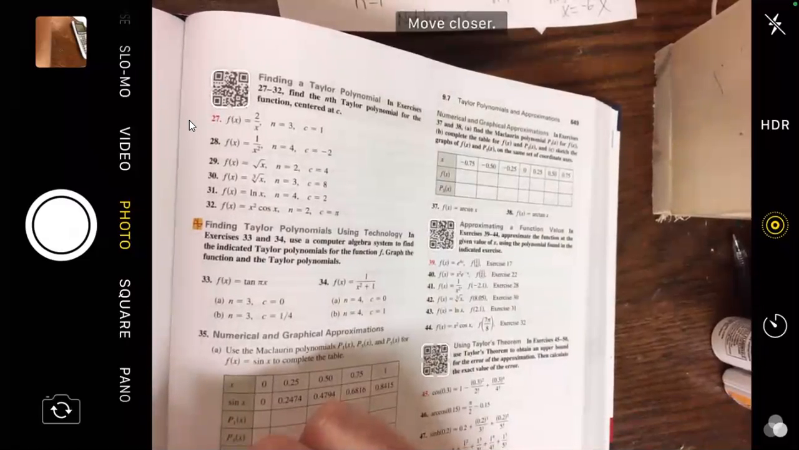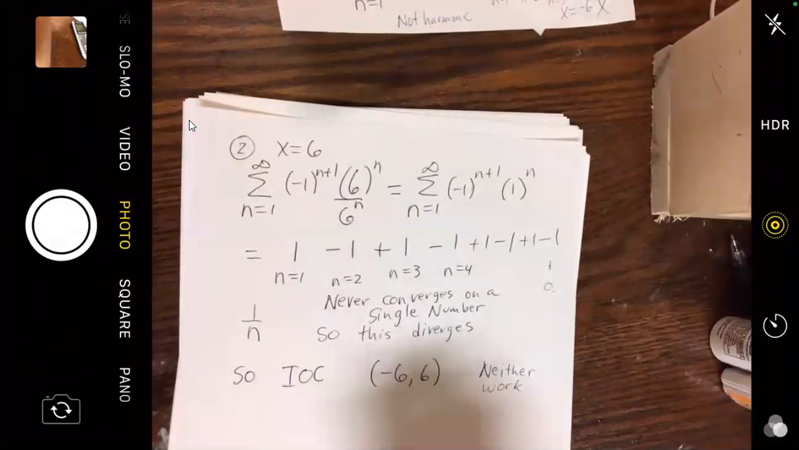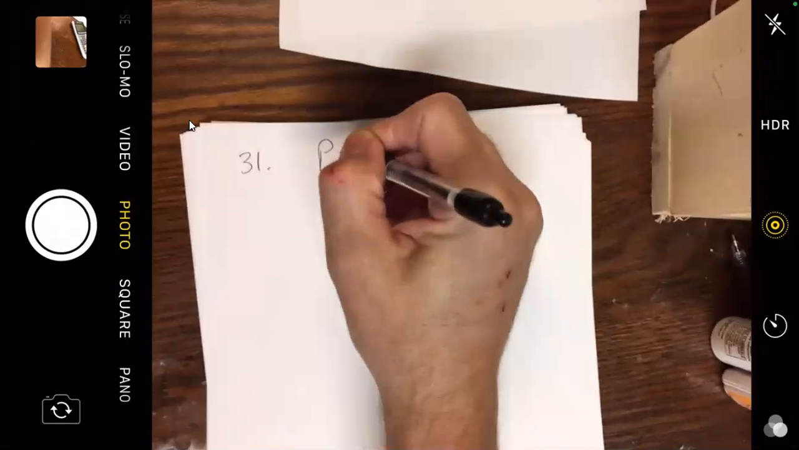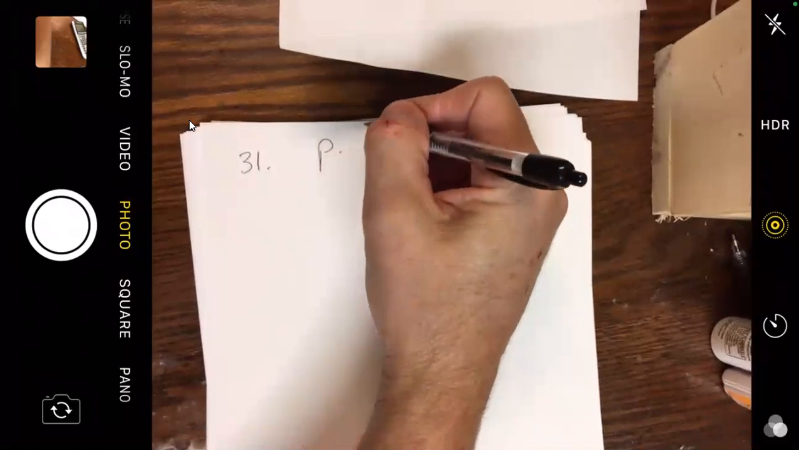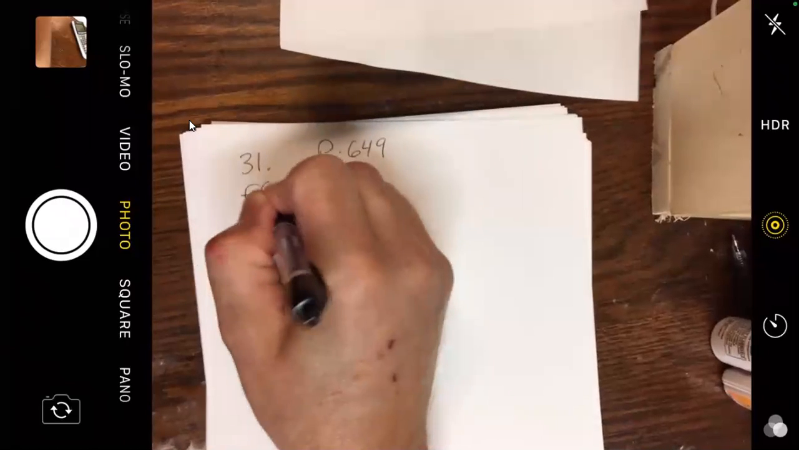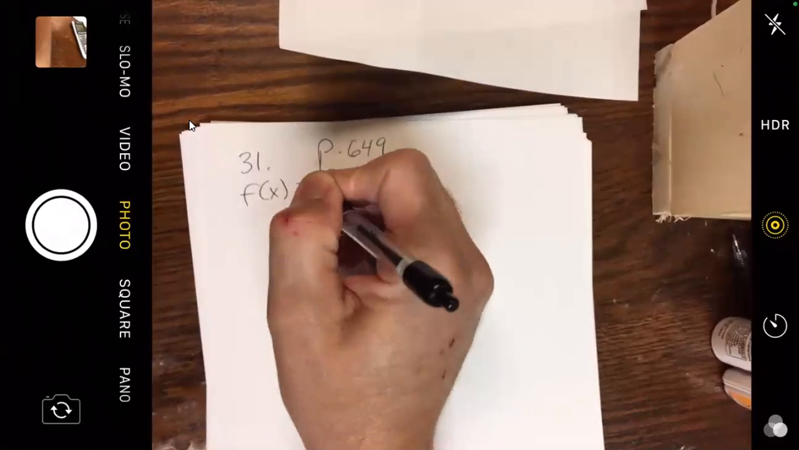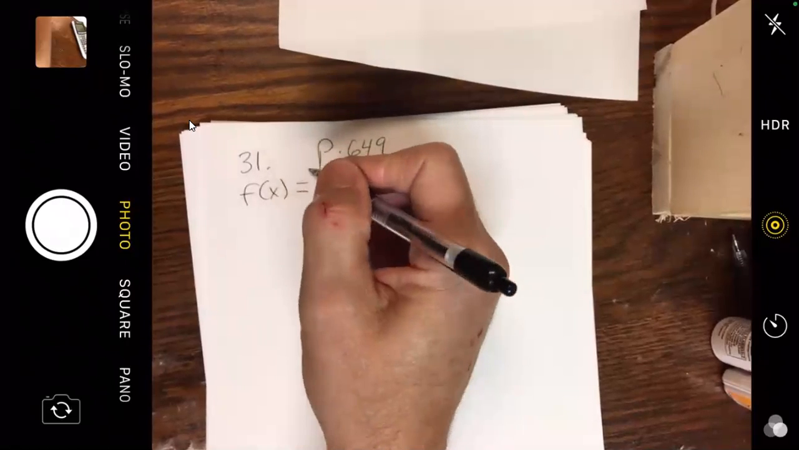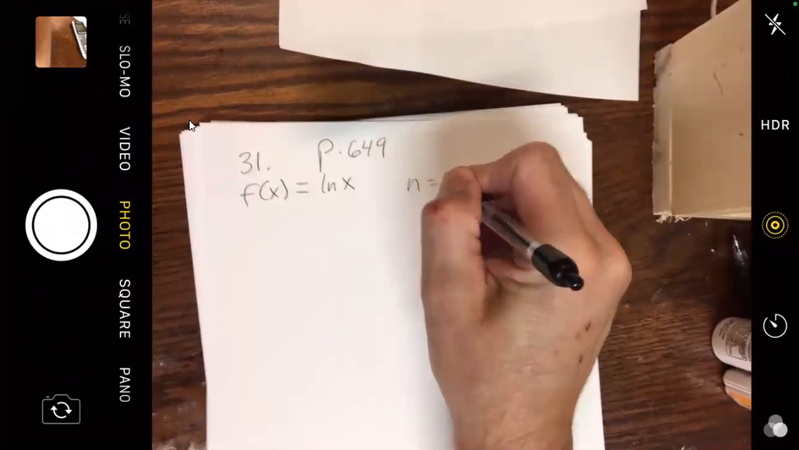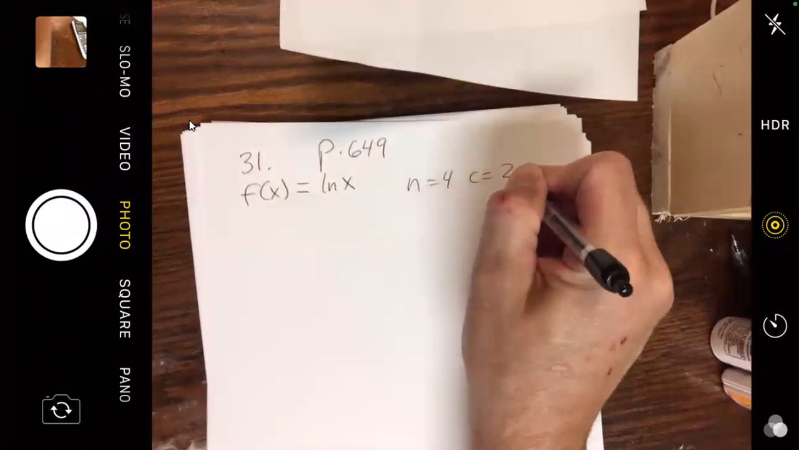I don't know. Let's do 31. 31? Okay. Yeah. f of x is equal to log of x. The n is 4 and the c is 2.